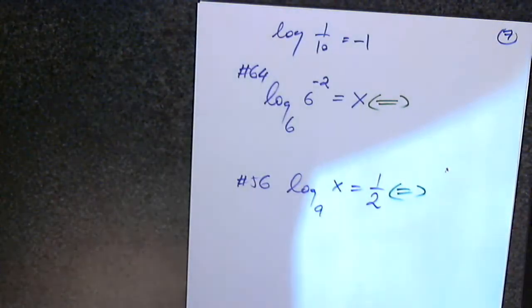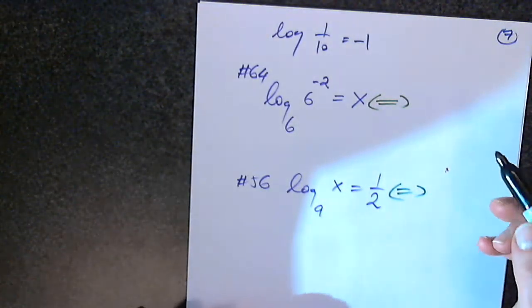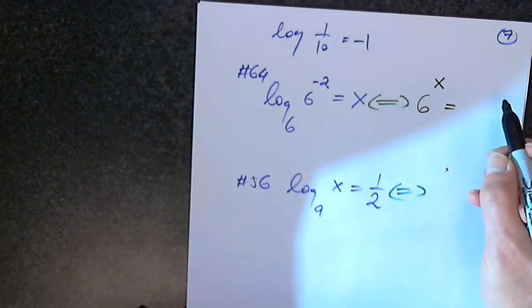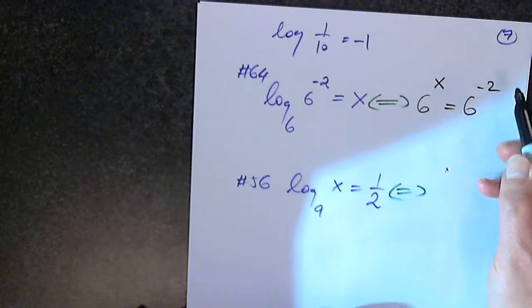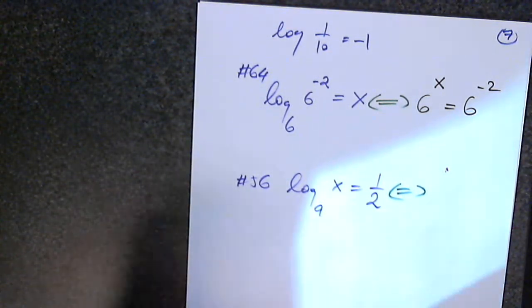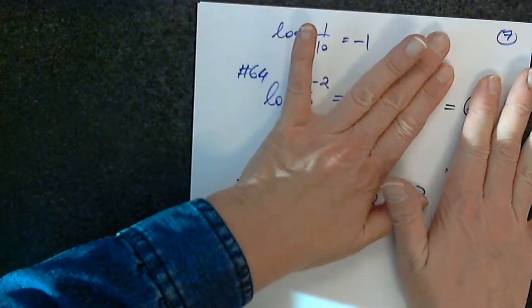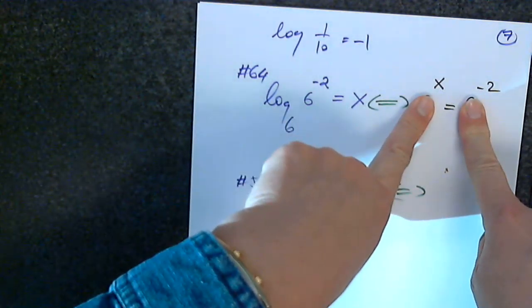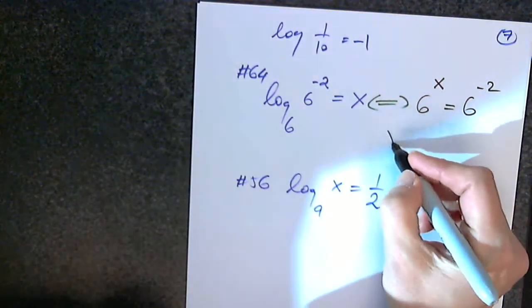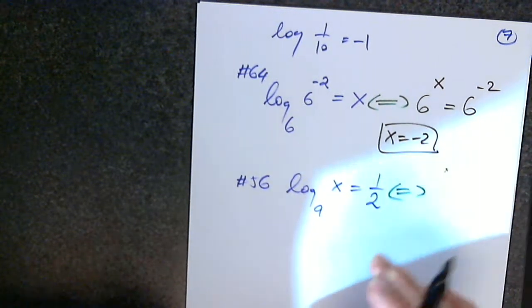Can anyone give us the first one, 64? 6 raised to x equals? Good. So remember, we do not simplify bases, please. Two numbers are equal, and they have the same base. X must equal, yes, the exponents must equal. Good. So we found the answer.